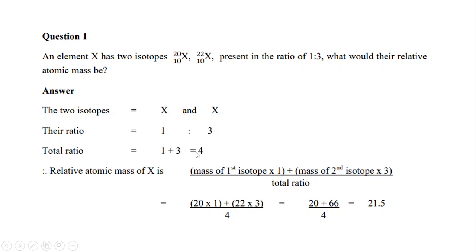So the total ratio is 4, and the relative atomic mass is the mass of the first isotope X, which is this, times the ratio 1, plus the mass of the second, which is 22, times 3, the ratio, all over the total ratio. Then you solve and get 21.5.